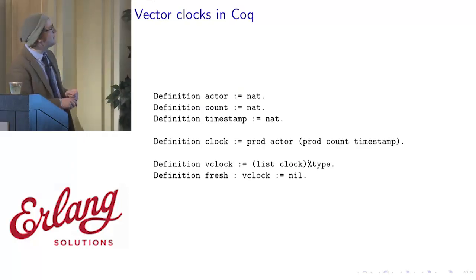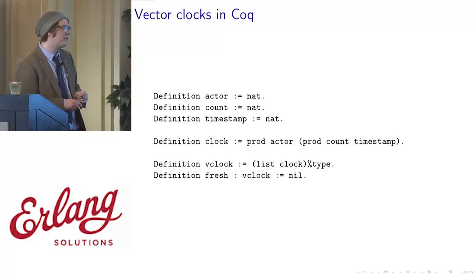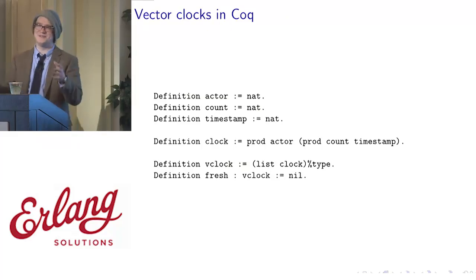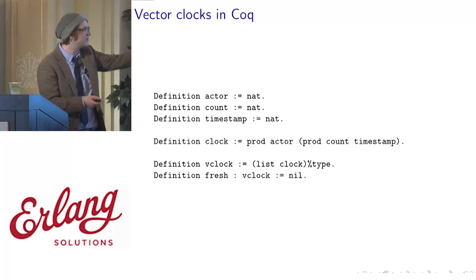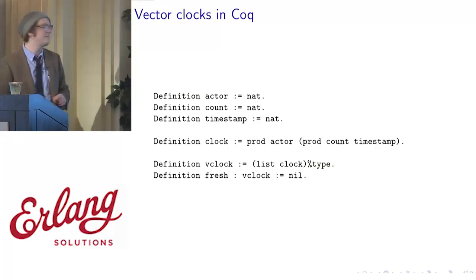And then we're going to define an individual clock as the product of an actor with the product of a count and a timestamp. So what does that really look like? It's basically a 3-tuple, right? It's a product of these 3. So the actor, the count, and the timestamp, so 3 natural numbers.